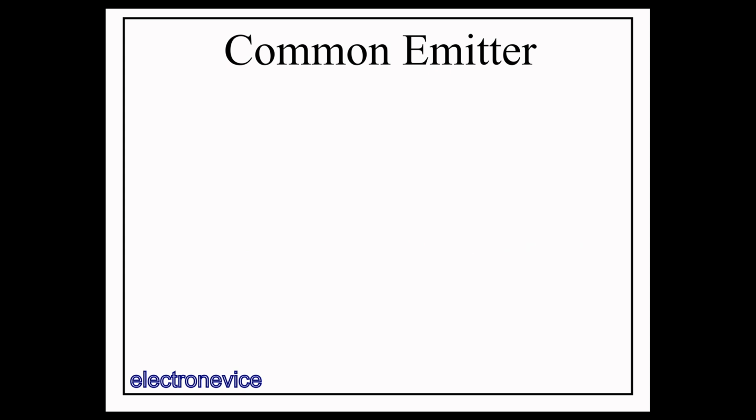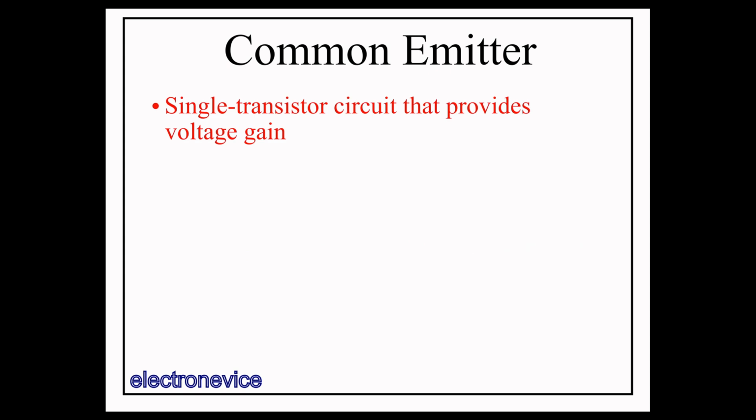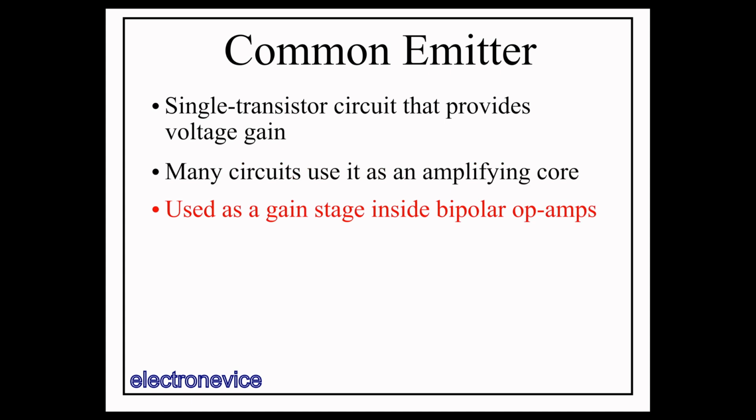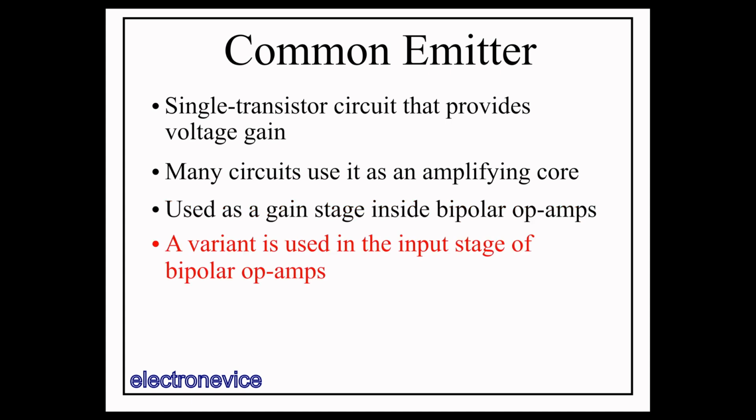The common-emitter circuit is a simple single transistor circuit that provides voltage gain. Many circuits use it as an amplifying core, as it is the simplest transistor circuit that provides amplification. Inside many bipolar op-amps, it is used as a gain stage, and a variant of it that uses two transistors, called a differential pair, is used in the input stage of bipolar op-amps.